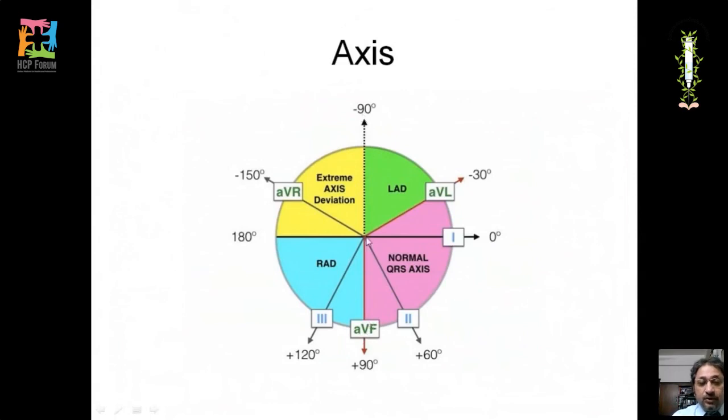Now, what you need to see is which way the predominant deflection on the ECG is, whether it is positive or whether it is negative. If the predominant deflection is positive on lead 1, and also positive on lead AVF, that means the resulting vector will be in this quadrant, and therefore it will be a normal axis.